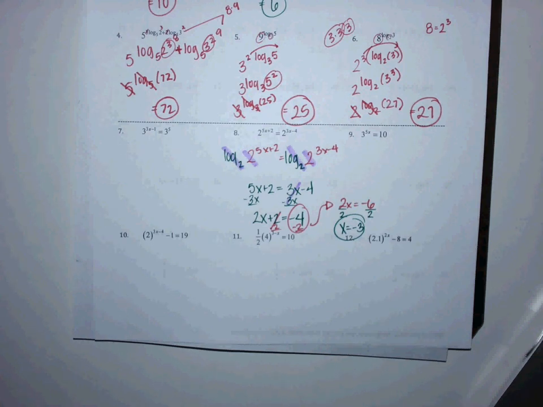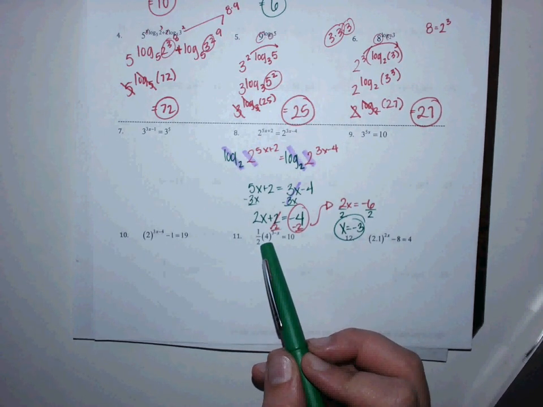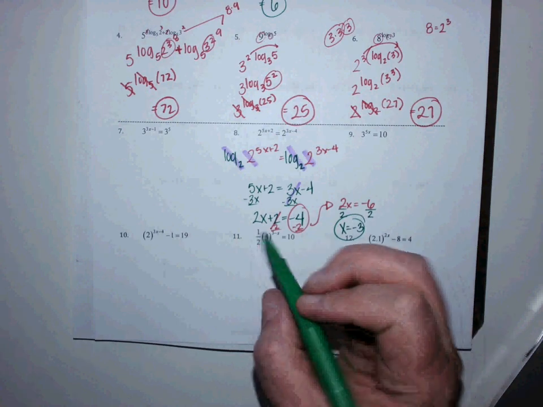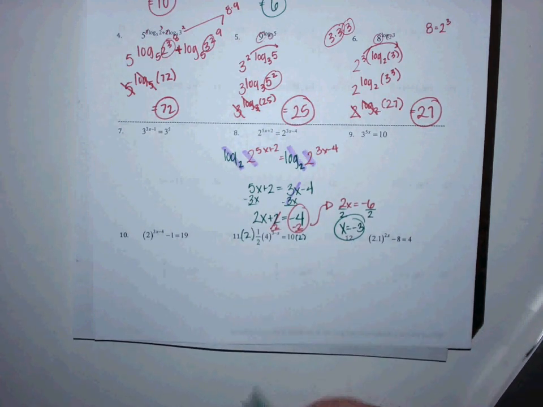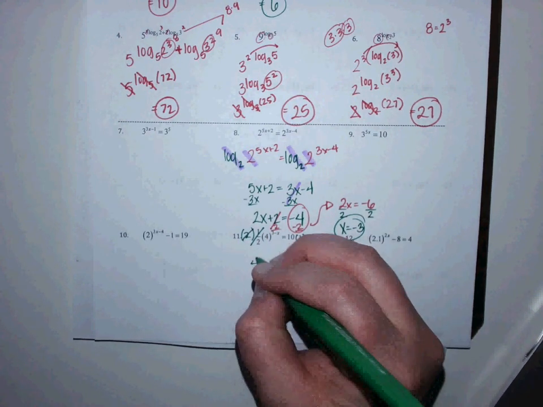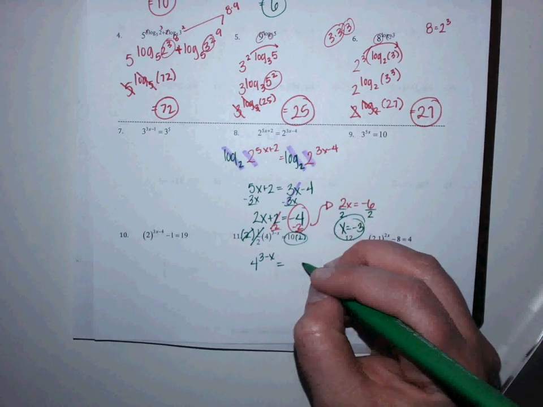Next one, come down to number 11, right below it. So I noticed that I have a 4 here. I want to log 4 on both sides, but I can't do that with this half in the front. So I'm going to multiply by 2 here, multiply by 2 here. Now, 2 and half cross out. So then at that point, I have 4 to the 3 minus x equals, and then 10 times 2, now that's a 20.